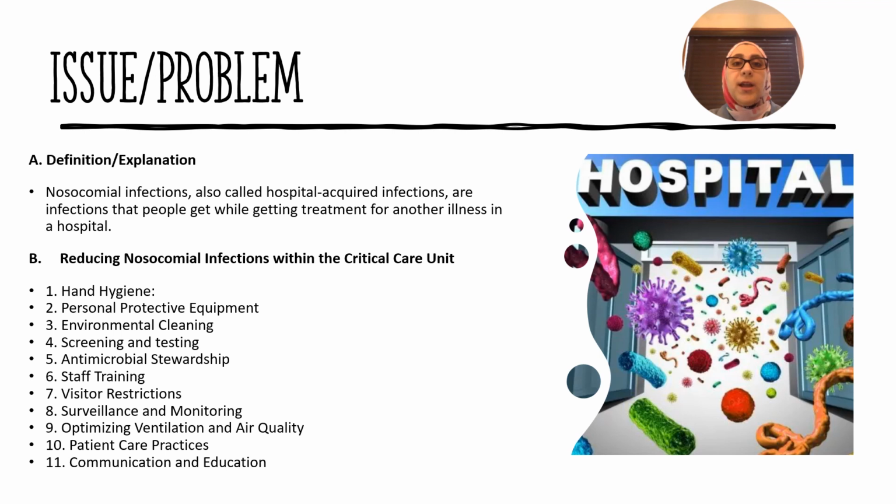We should ensure adequate ventilation and air quality within critical care units to reduce the risk of airborne transmission of respiratory pathogens like COVID-19 by using some filters. About the patient care practices, adherence to evidence-based practices for invasive procedures, such as central line insertion and ventilator care, to minimize the risk.